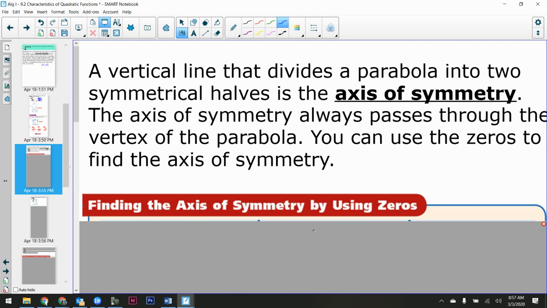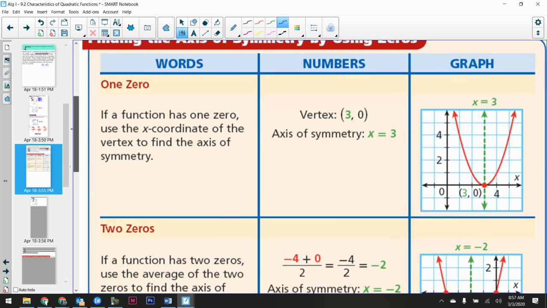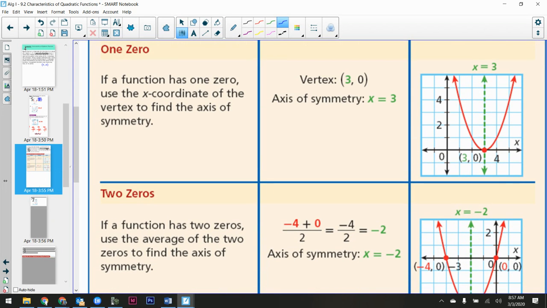Now we can use the zeros to find the axis of symmetry. Why? Because the zeros should show you the direct center of the graph. So our first option is when we only have 1 zero. When we only have 1 zero, that is the vertex point. That's where that dotted line is going to run exactly through. So look. X equals 3. That's our axis of symmetry. Box that for me real quick. X equals 3 is our axis of symmetry.